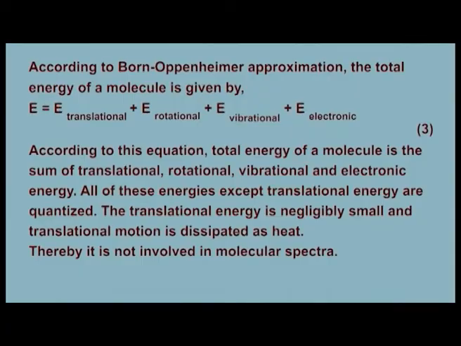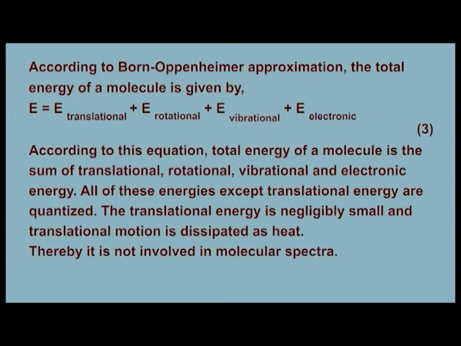Now I will explain one very important approximation for spectroscopy as well as quantum mechanics, which is called the Born-Oppenheimer approximation. Now you already know that atomic spectra arise from the transition of an electron between atomic energy levels, whereas molecular spectra come from molecular rotation, molecular vibration and electronic transition. Now according to the Born-Oppenheimer approximation, the total energy of a molecule is given by E = E_translational + E_rotational + E_vibrational + E_electronic.